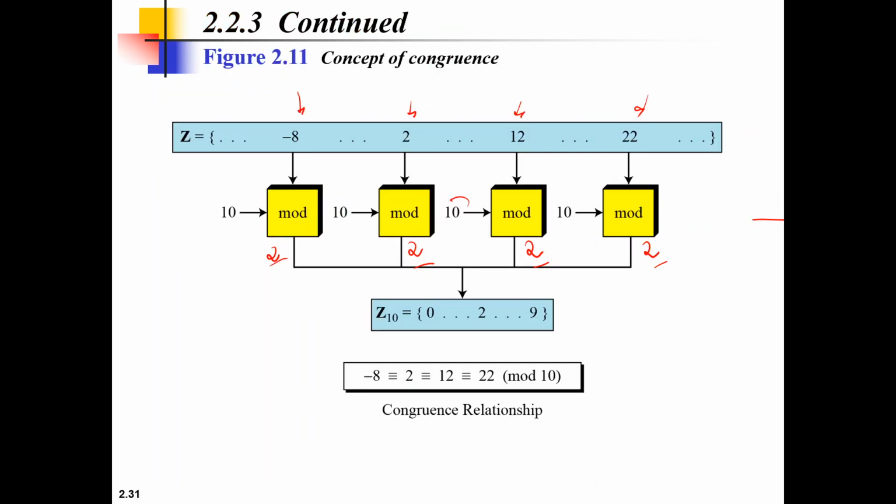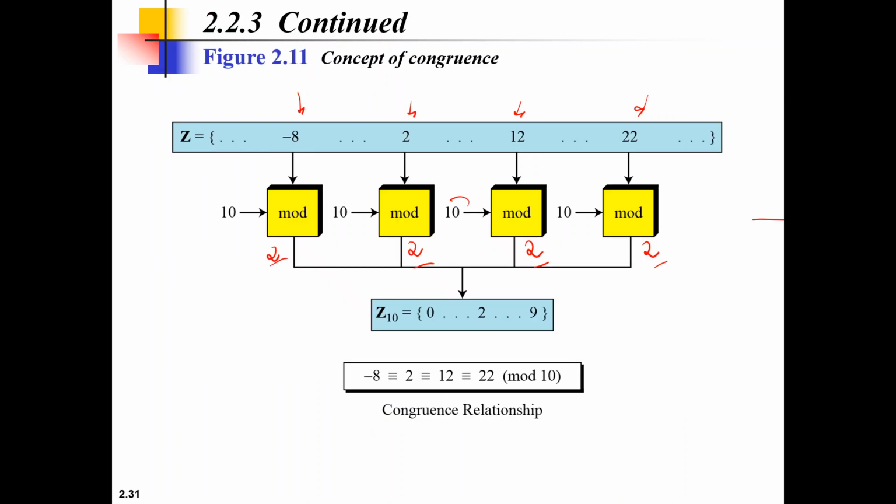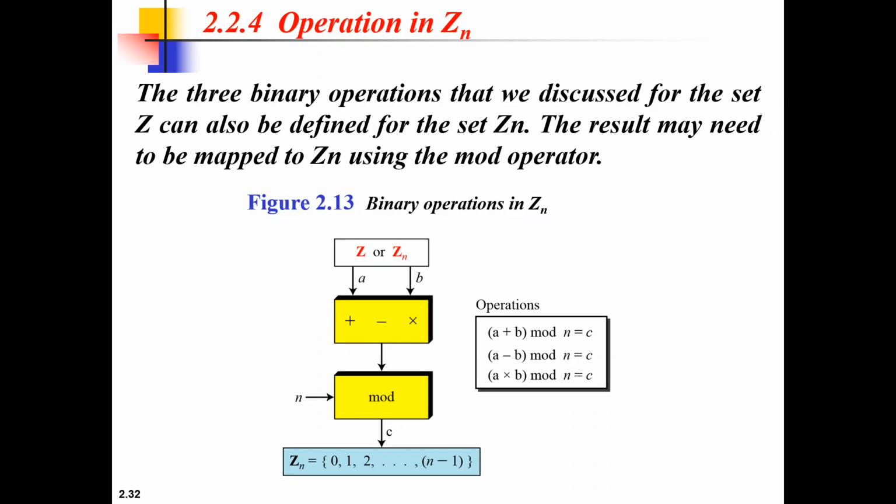Or in another way, I can also write: 2 mod 10 is equal to 12 mod 10. These two give me the same answer. 13 mod 10 is also equal to 23 mod 10. So I'm getting the same answer. That means those values or those equations are congruent to each other.